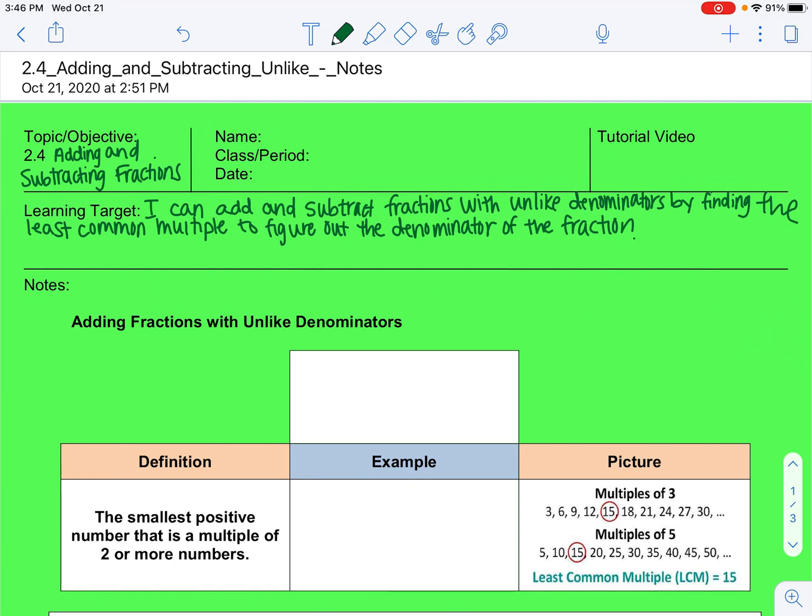Today we are going to be going through 2.4, which is all about adding and subtracting unlike fractions. So if you want to pause the video and fill out your topic and your learning target, our topic is adding and subtracting fractions, and our learning target is I can add and subtract fractions with unlike denominators by finding the least common multiple to figure out the denominator of the fraction.